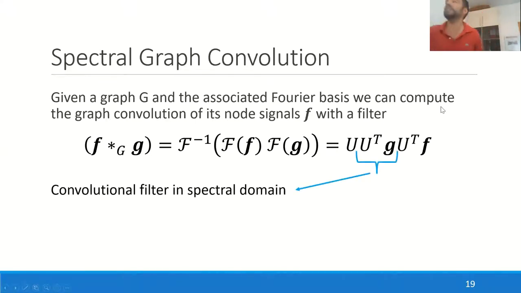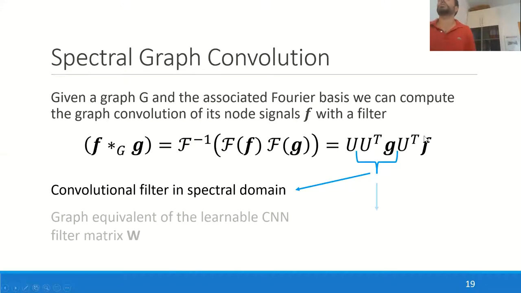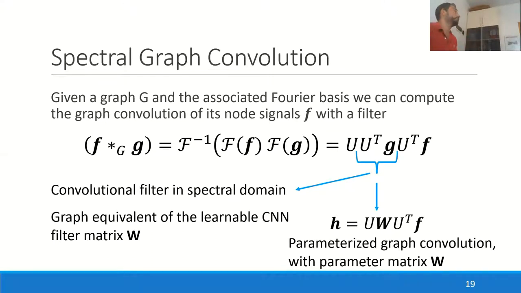Now, if we focus on this bit here, the multiplication of the original filter G, which I don't know actually, but let's suppose it's there, times U^T: G is in spatial space, so multiplying G in spatial space by U^T gives us a convolutional filter in the spectral domain. That convolutional filter in the spectral domain, I will call it W. That will be a learnable filter matrix. So that matrix W is a filter in the spectral domain, and it's a matrix full of parameters which I can learn as part of my learning process. This is going to be my parameterized convolution.